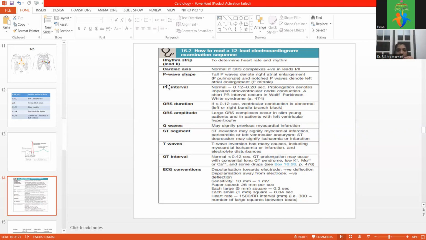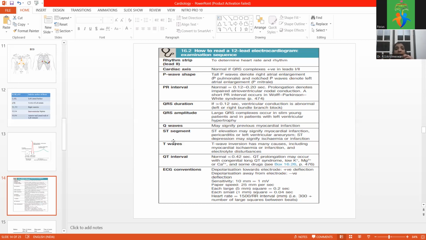Okay. Then Q waves. Very, very important. If there are prominent Q waves, it is previous MI. Q wave represents previous myocardial infarction. Very, very important. If there is presence of Q wave, does it represent acute MI, chronic MI, or previous MI? The answer is previous MI. Okay, Q waves, previous MI.